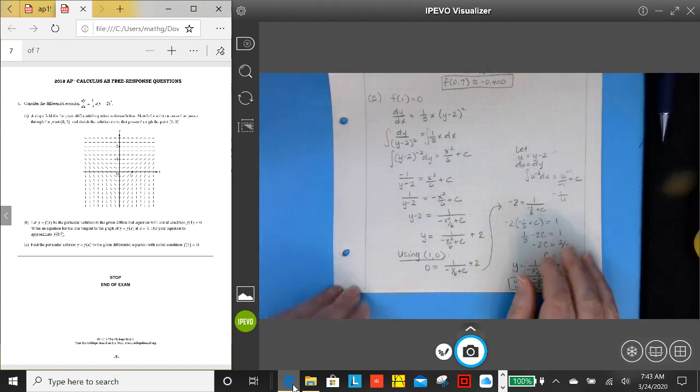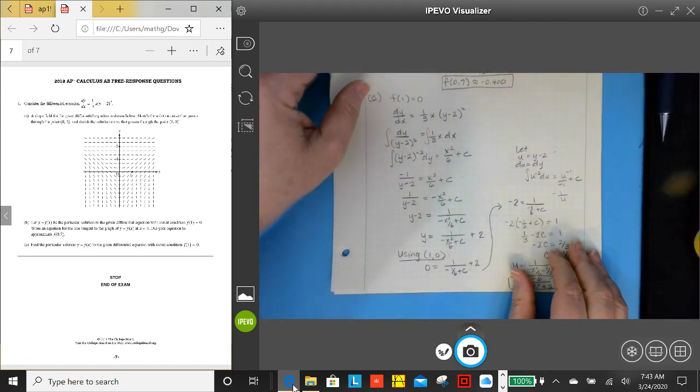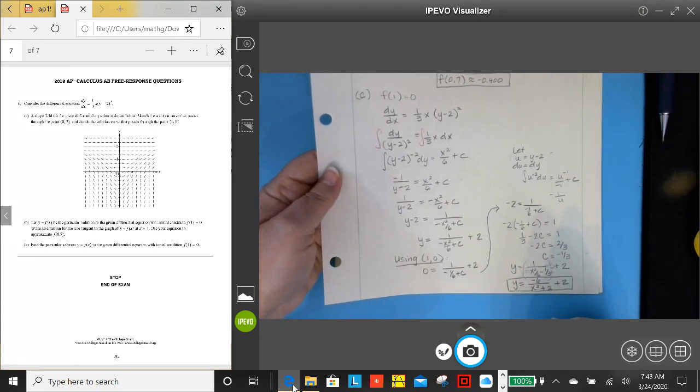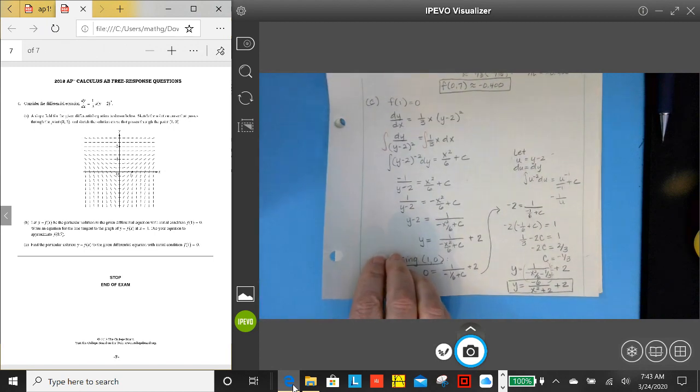So I know that differential equation problems are nice, point-rich problems that you guys can get a lot of points on. So have a good day and on to the next one.